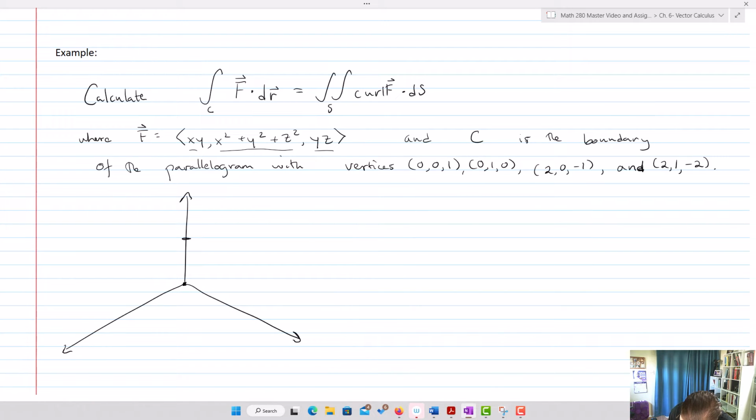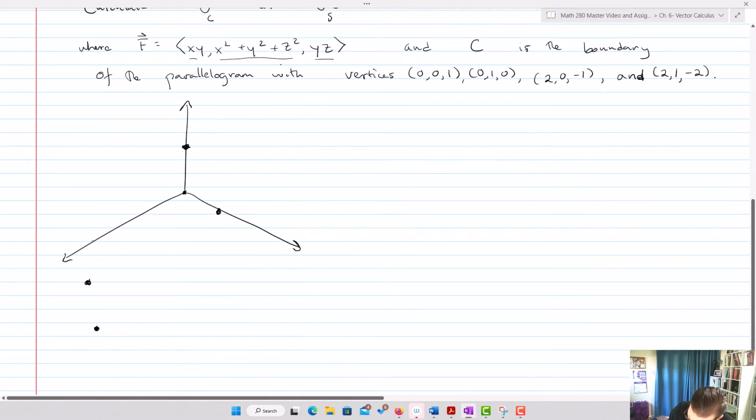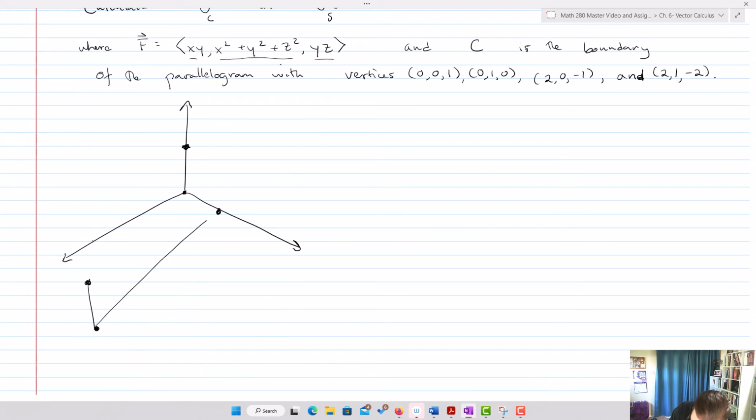Okay, so let's say that that's 0, 0, 1. I got 0, 1, 0, there's that. 2, 0, negative 1. 2, 2, 0, negative 1. Okay, and 2, 1, negative 2. So 2, 1, and then negative 2. Okay, so I kind of imagine that I've got this parallelogram in space. It's essentially a plane. Probably could have made a better one, I guess, but there we go.